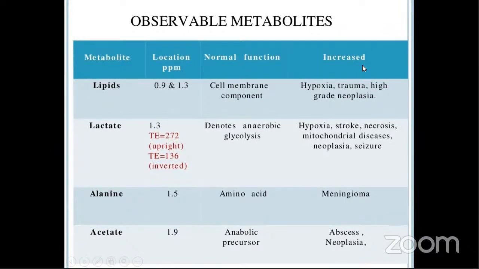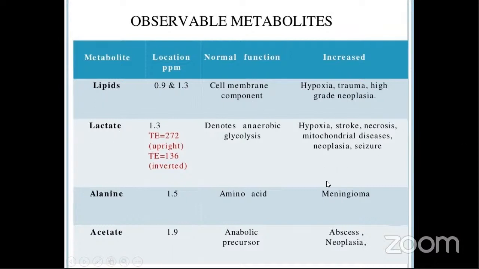Just ignore these two columns. Say lipids, you see it increase. When do you see a high lipid peak? That is in cases of hypoxia, trauma, and high-grade neoplasm. Okay, this is important. Just see the first and the last column. Then you have a high lactate peak, again in hypoxia. This is non-specific. You have many causes to remember: hypoxia, stroke, tissue necrosis, mitochondrial diseases, neoplasia and seizure. Again you have the lactate peak.